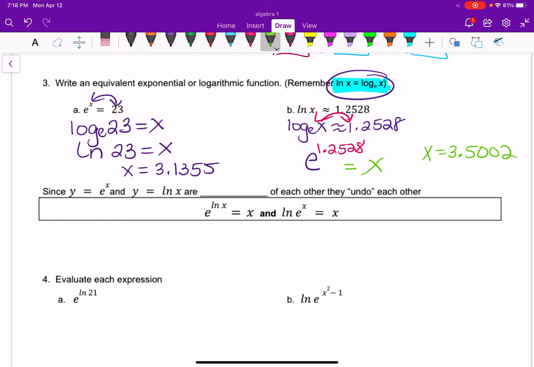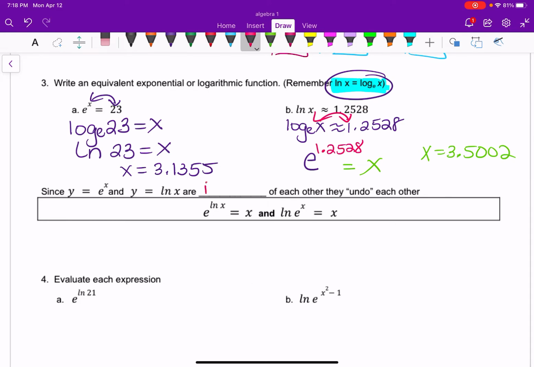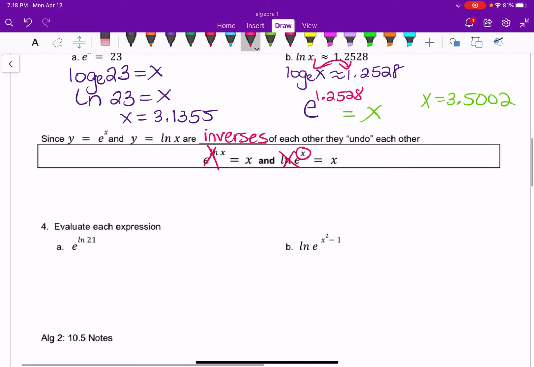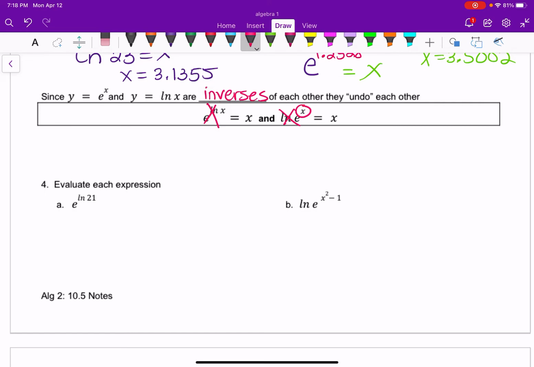What you have to remember is that e to the x is the inverse of ln of x, so they undo each other. So this should say inverses here. If you have e and in the exponent you have ln, then they cancel out and you're just left with an x. If you take an ln of e to a power, the exponent is the answer. So for example, number 4, if we're taking e to the ln, these cancel out, so my answer is 21. ln of e cancels out because they're opposite, so that's x squared minus 1. So remember that, or at least remember to look at that when you're taking the test.